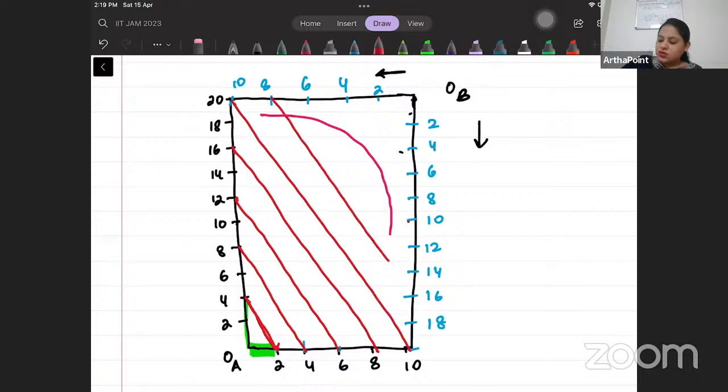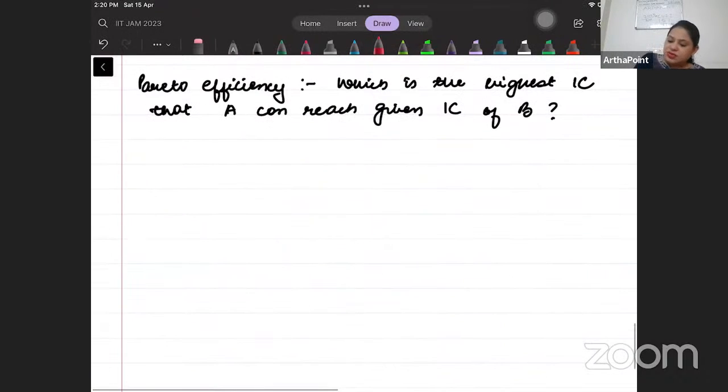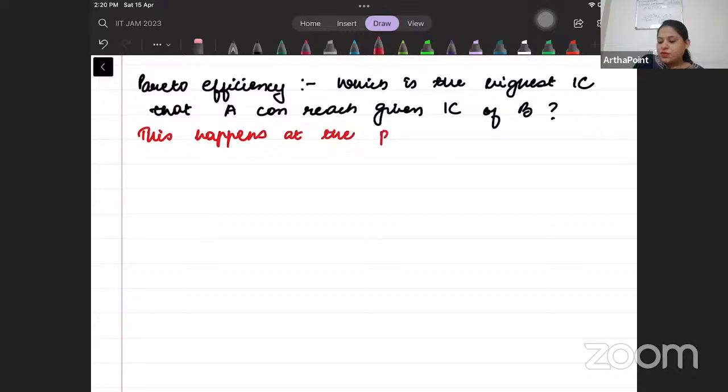And what you will observe is that that will happen at the point of tangency. That will happen at the point of tangency. This is the highest IC A can reach given the IC of B. So this happens at the point of tangency.